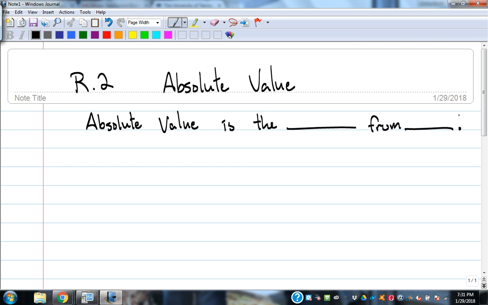All right, fill in the blank, gang. Absolute value is the blank from blank. Thank you. Very good. Distance from zero. Okay. So an absolute value is a distance, how far a number is away from zero.